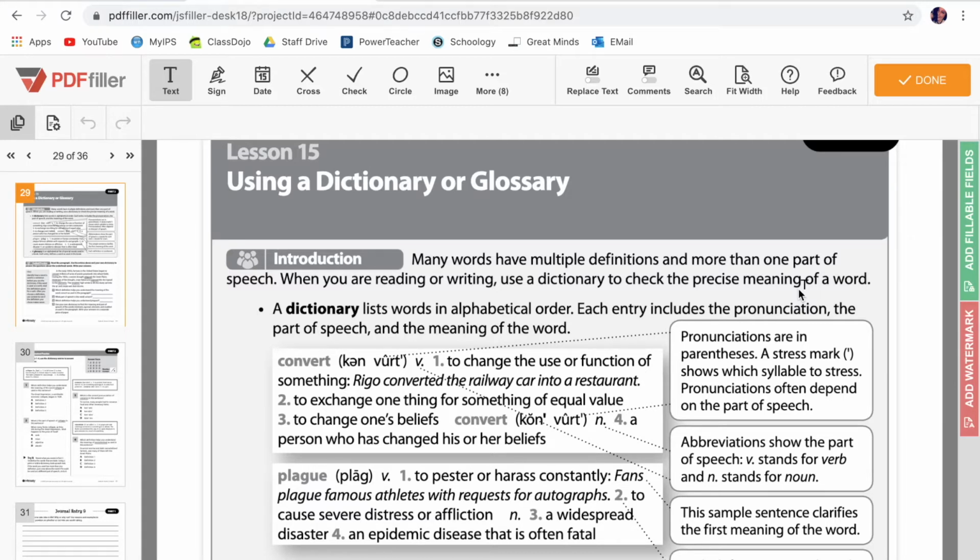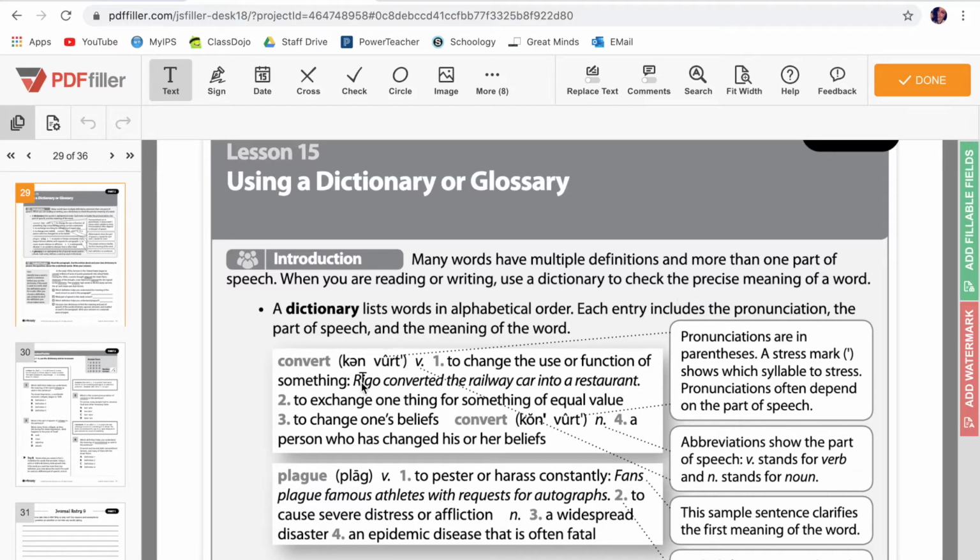So a dictionary lists words in alphabetical order. Each entry includes the pronunciation, the part of speech, and the meaning of the word. So if you look up in a traditional dictionary, I know a lot of us just Google the definitions of words nowadays or look on dictionary.com or something, but if you're using a book dictionary, everything's in alphabetical order. So CA would be before a word that started with CO, right? Because you go with the first letter and then you start with the second letter, then the third letter, fourth letter, fifth letter, all in alphabetical order, okay?